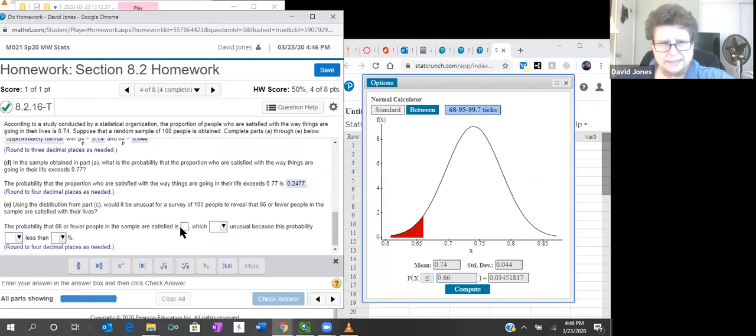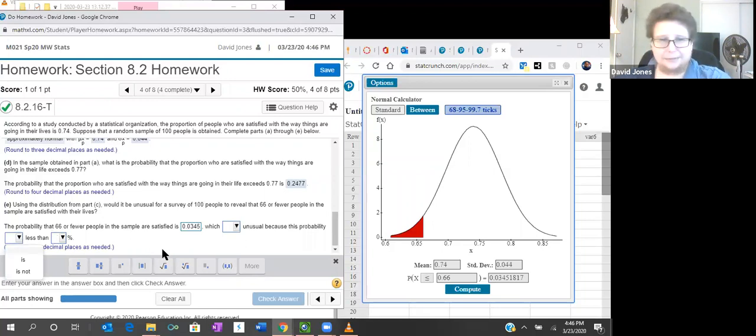The probability that 66 or fewer people in the sample was satisfied, round to 4 decimal places. I had 0.03451. 1 is the 5th decimal place. It's below 5. I'm going to round down. So I've got 0.0345. What's the rest of this question asking me? They're asking me if it's unusual. What was the requirement for unusualness? If you recall, unusual things were less than 0.05.